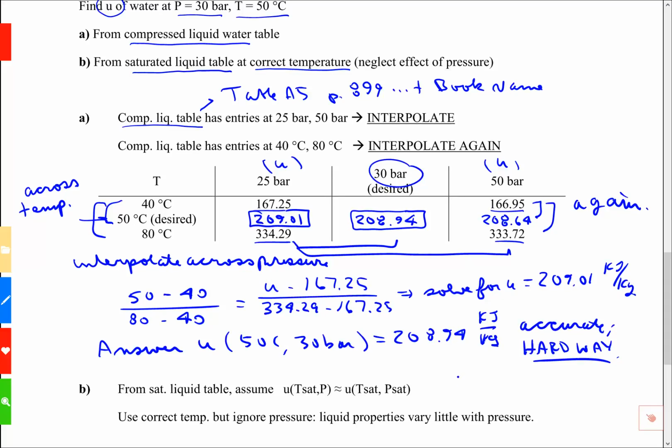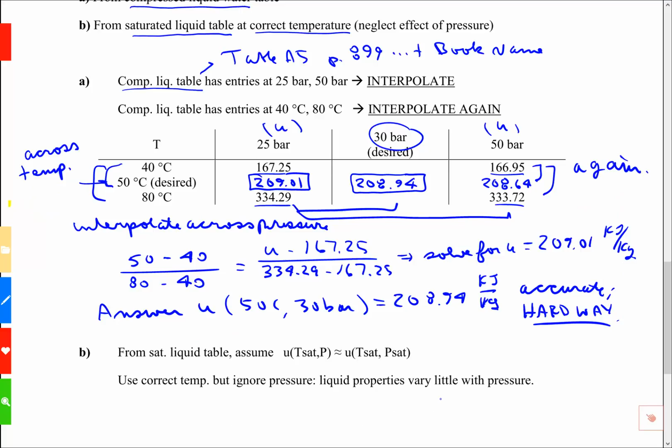The idea is for compressed liquids, the value that I want is close to the saturation condition, so I'm going to use the correct temperature, and I'm going to ignore the effective pressure. Now, this works for liquids only. If you take a liquid and you compress it, imagine you've got this blob of liquid and you squeeze on it with pressure, it doesn't change its volume much. It doesn't change its shape. Therefore, the properties don't change much either.